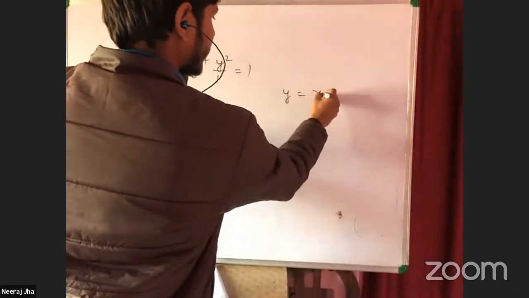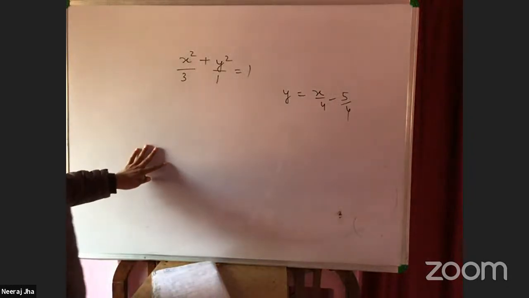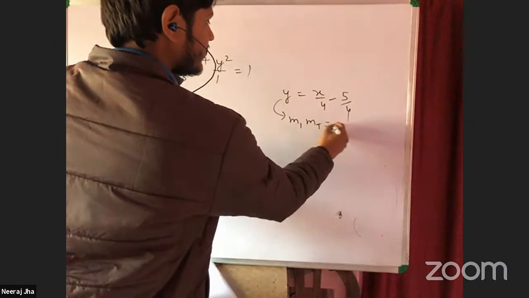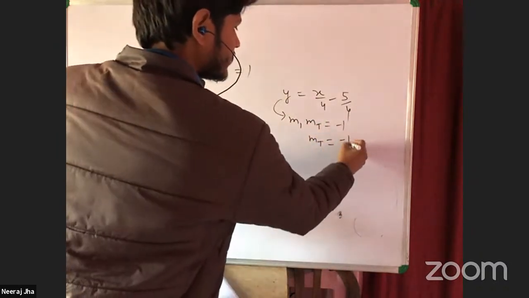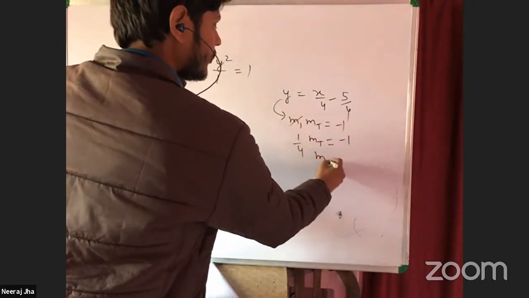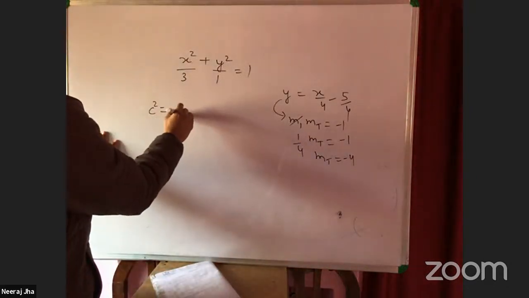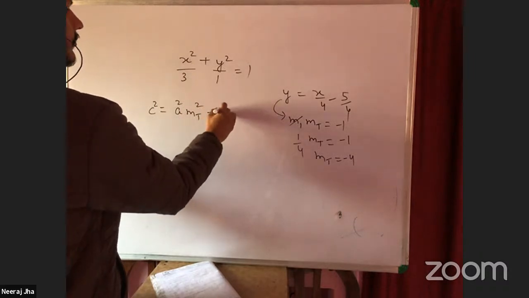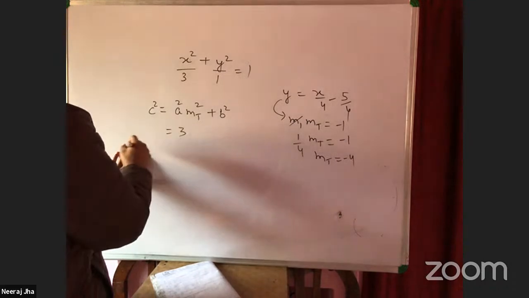4y is equal to x upon 4 minus 5 by 4. This is the line to which the tangent should be perpendicular. So m1 into slope of the tangent is equal to minus 1. Its slope is 1 by 4, so slope of tangent is equal to minus 4. That means c square is equal to a square slope of the tangent square plus b square. Here a square is 3.